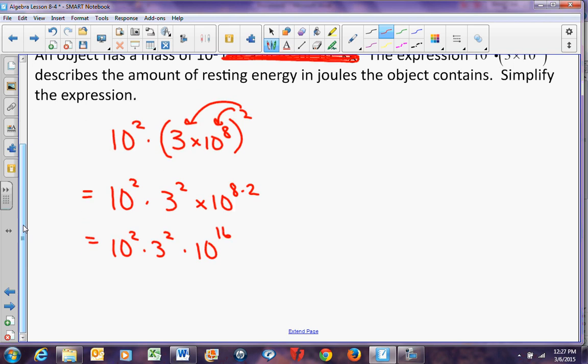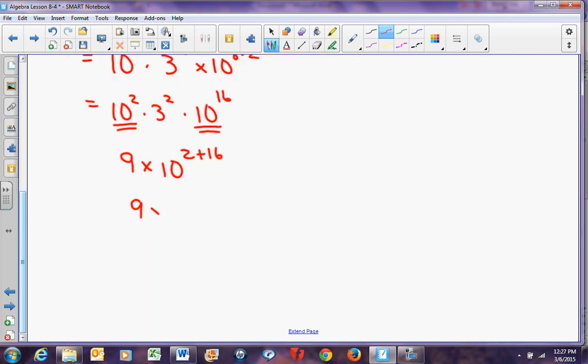So 10 squared is 100 and 3 squared is 9. Or better yet, let's just do this. Since I have the same bases here, let's equate those. I have 3 squared, which is 9, times 10 to the 2 plus 16, which is going to give me 9 times 10 to the 18th power. So the amount of resting energy is 9 times 10 to the 18th power. That's a little easier than what I was going to do.